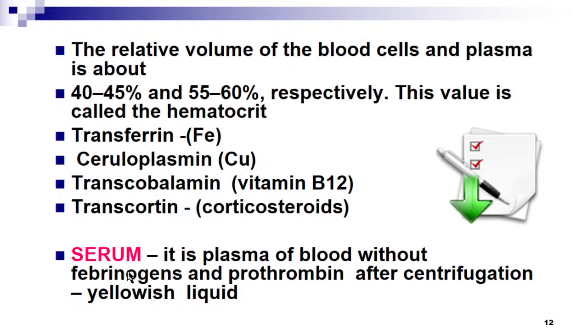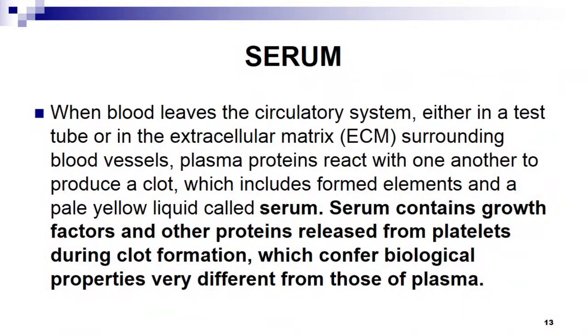What is serum? Serum is the plasma of blood without fibrinogen and prothrombin. After centrifugation, ordinarily it's a yellowish liquid. Serum plays a very important role for treatment. When blood leaves the circulatory system, either in a test tube or into the extracellular matrix surrounding the blood vessels, plasma proteins react with one another to produce a clot, which includes formed elements and a pale yellow liquid called serum. Serum contains growth factors and other proteins released from the platelets during clot formation, which confer biological properties very different from those of plasma.